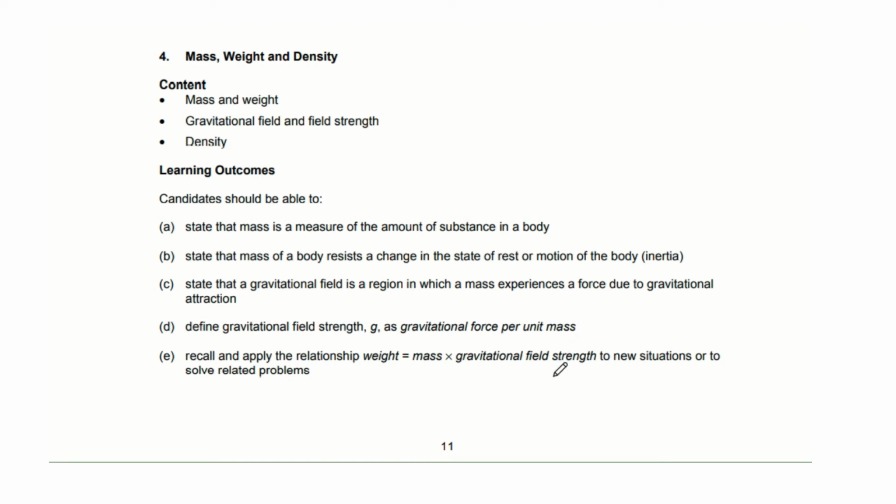Okay, part E, it's a formula. So you need to know weight is equal to mass times gravitational field strength. We always write weight as W, mass as m, and gravitational field strength as g. So W is equal to mg. And on Earth, g is equal to 10 newton per kg. So W equals mg is a formula in O-level physics which you need to know.